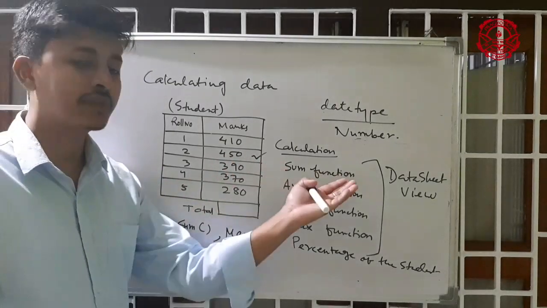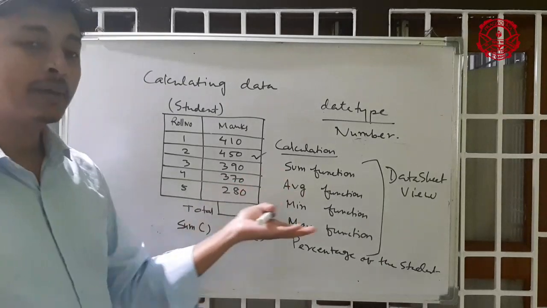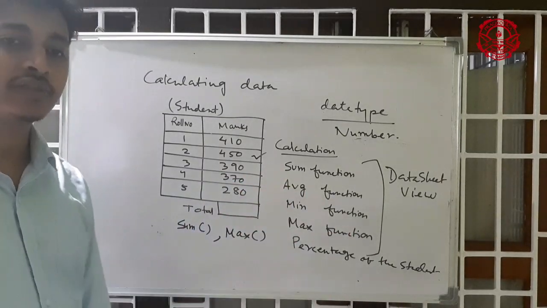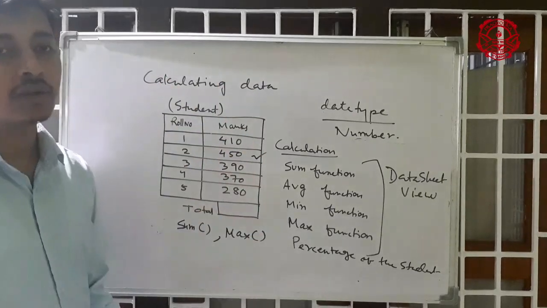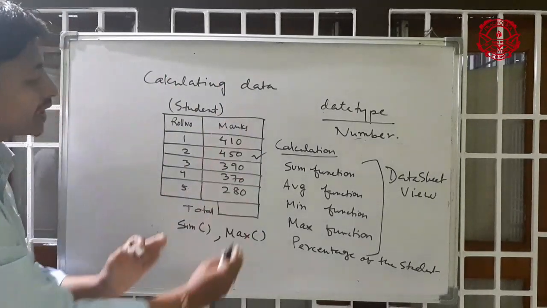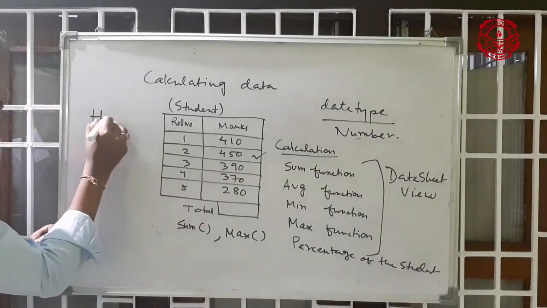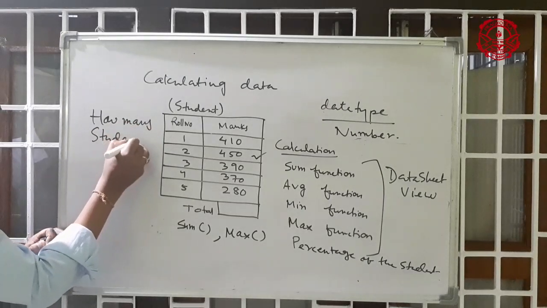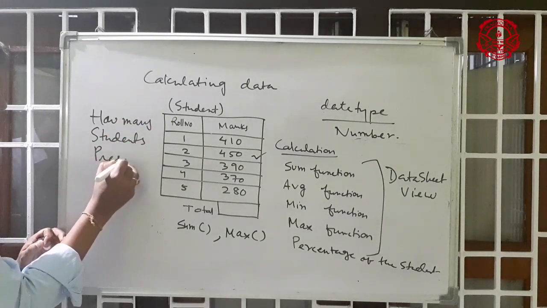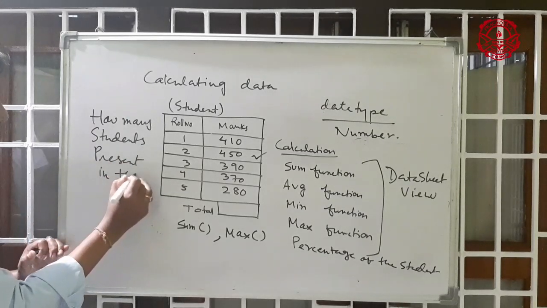You will calculate the sum of the total marks, you can calculate the average mark, minimum marks, maximum marks. So these are very important things. You can also count the number, meaning how many students are present in this table. How many students are present in this table.